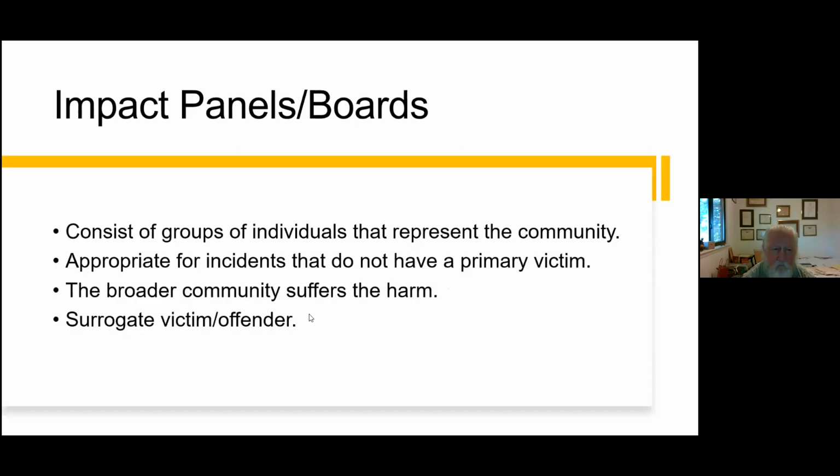Boards and impact panels can work great, for example, in colleges, where you have dorms and things like that, right? You create a panel of students, staff, and faculty. When you have incidents where you don't have a primary victim per se, the community is the victim, for example, minor possession or DUI, where the campus is the victim. So they can answer to this group, this board of students, faculty, or staff.